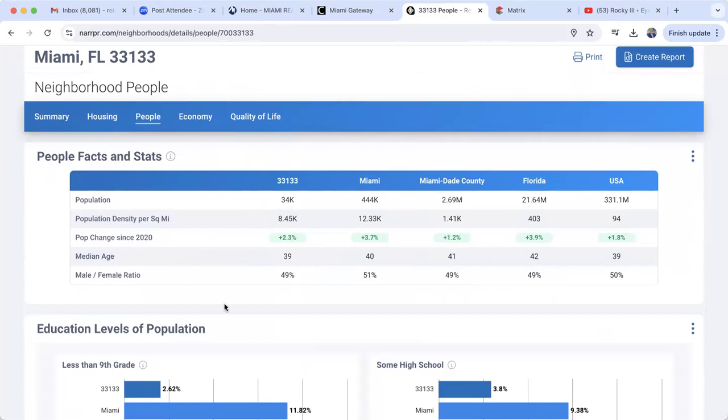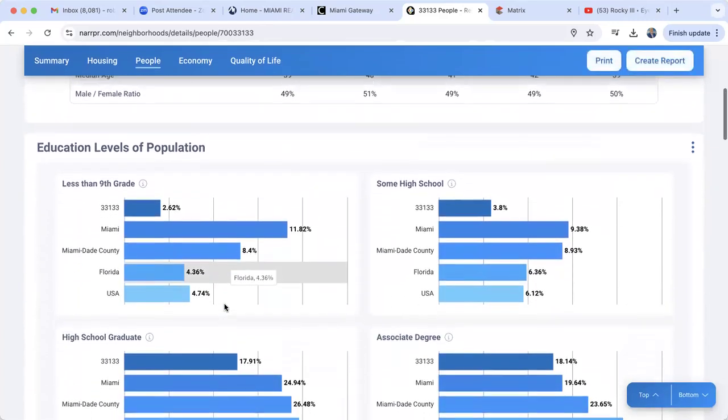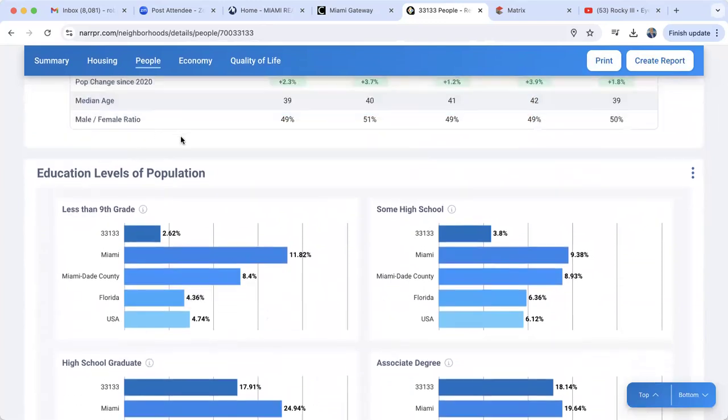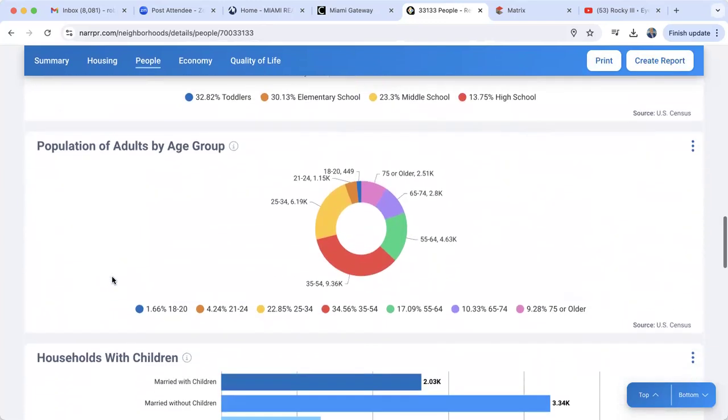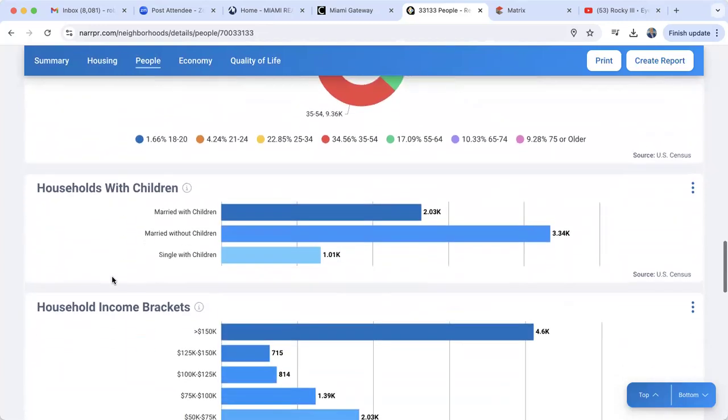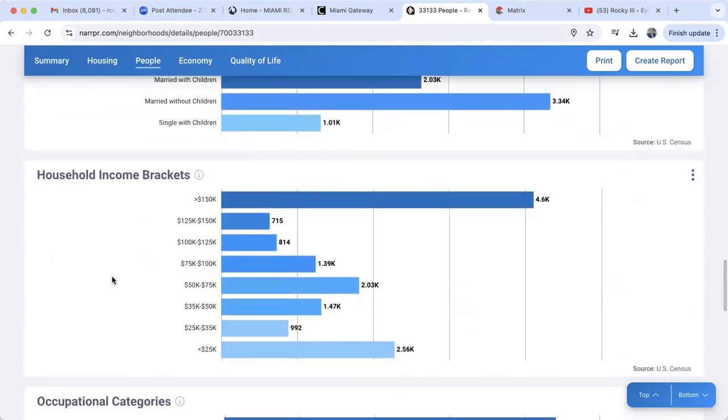All right. And then your male-female ratio. And then you have your education levels, right? Population of adults by age group, households with children, household income brackets. So the majority of the households here earn above $150,000, right? The majority earn above $150,000.